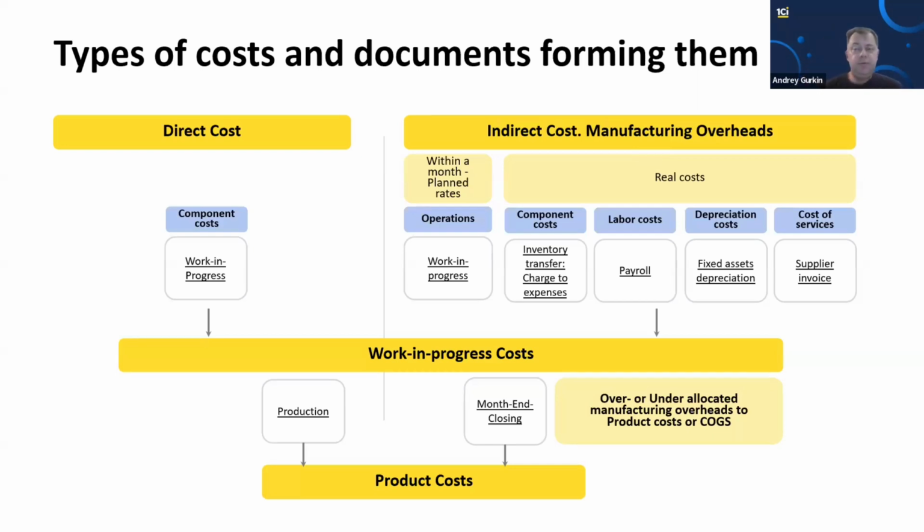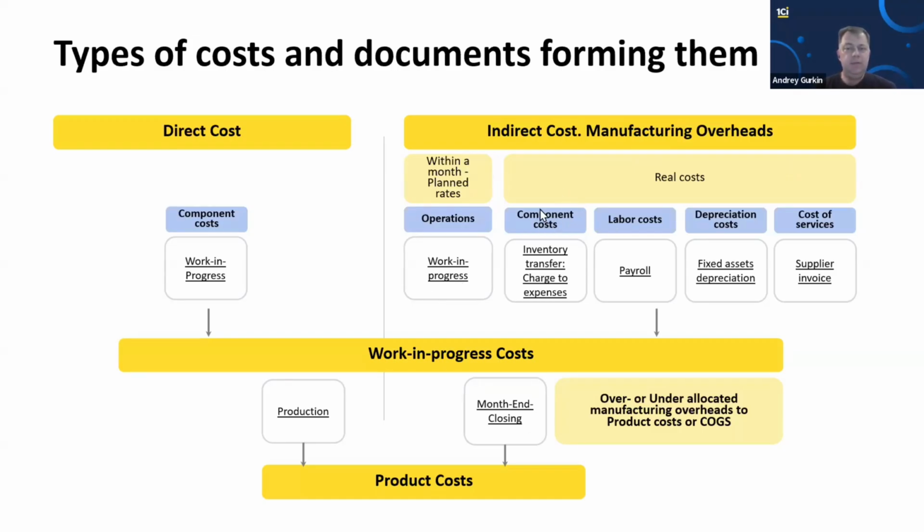And for the standard cost, so for the previous generation of this subsystem, we had these 5 boxes. During the month, we are registering our operations in the same work in progress, the same document for both parts, for the component cost and for the operations.